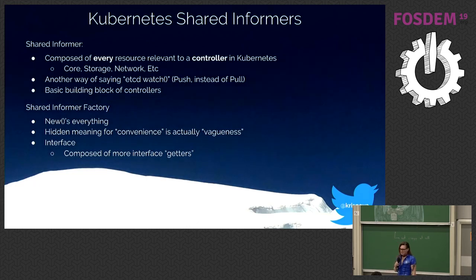We're going to talk about these things called shared informers. Who knows what shared informers are in Kubernetes? 1, 2, 3, 4, 5 hands? OK, 5 hands went up.